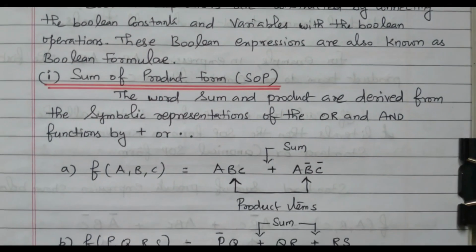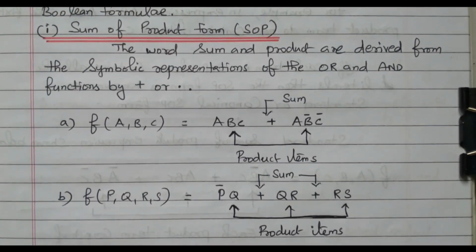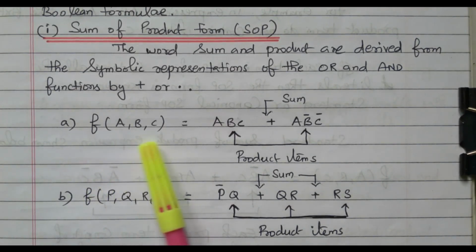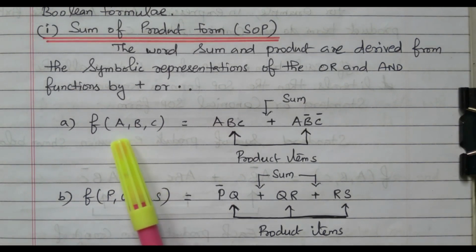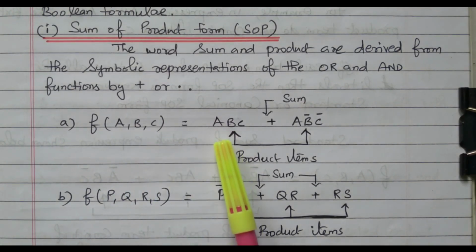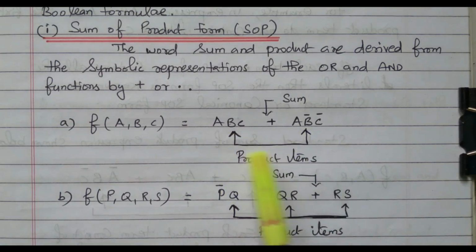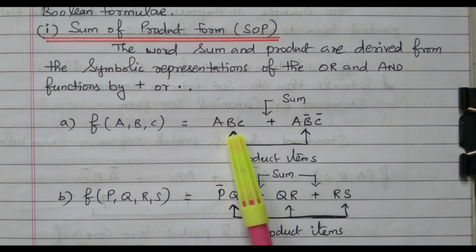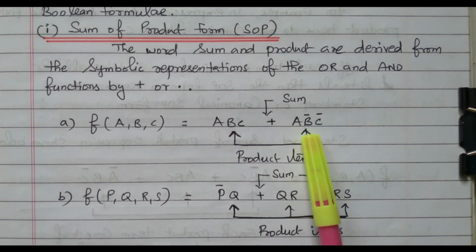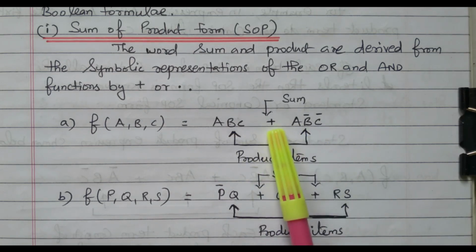Now we will see the standard representation. First we will see f of a, b, c. One logical function is available, with three variables a, b, c. It is given as a b c plus a b bar c bar. Here a, b, c, the three terms are multiplied together, so that is called a product term. Similarly a b bar c bar, that is also multiplied, so this is also called a product term. There are two product terms available, a b c and a b bar c bar. These two are added together, summed together.